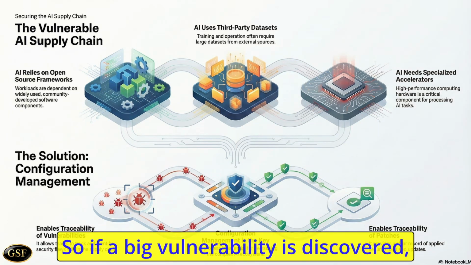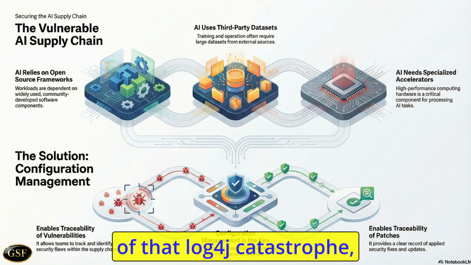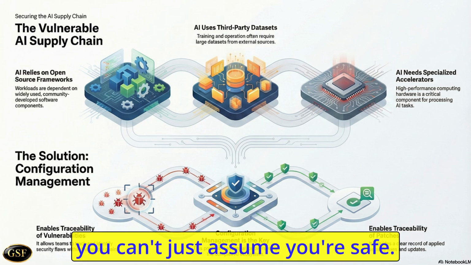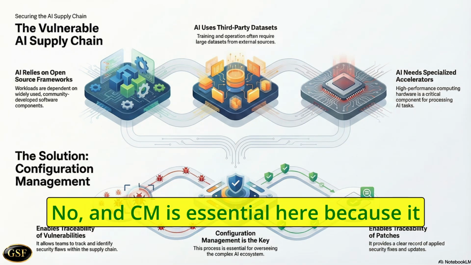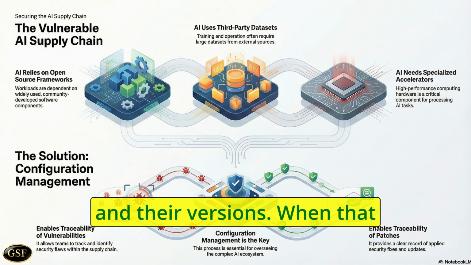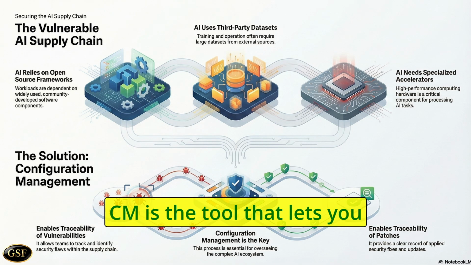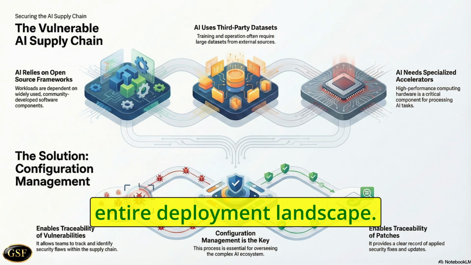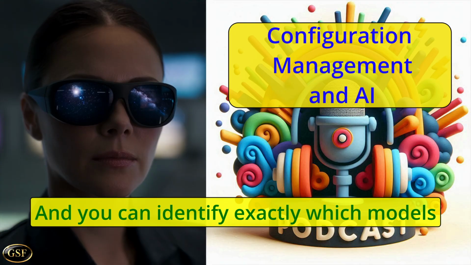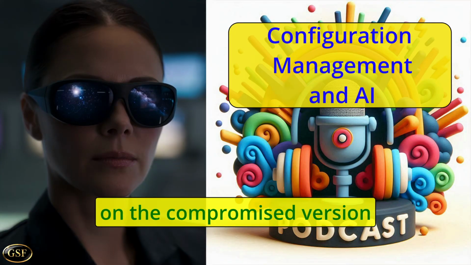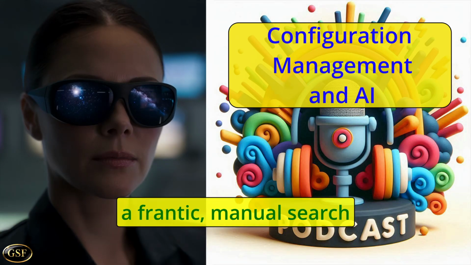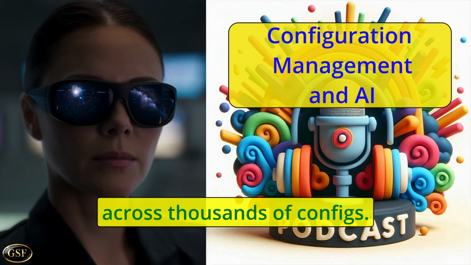So if a big vulnerability is discovered, let's say the AI equivalent of that Log4j catastrophe, some flaw in a core ML library, you can't just assume you're safe. No, and CM is essential here because it maintains that definitive inventory of all your components and their versions. When that vulnerability is announced, CM is the tool that lets you instantly query your entire deployment landscape. Across development, testing, and production. Across everything. And you can identify exactly which models and services are relying on the compromised version of that library. It enables targeted, rapid patching instead of a frantic manual search across thousands of configs.